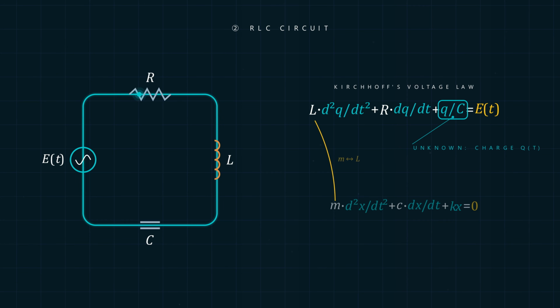Notice, this equation has the same mathematical form as the spring mass damper equation. Mass corresponds to inductance, damping to resistance, stiffness to 1 over capacitance. The mathematics is identical.